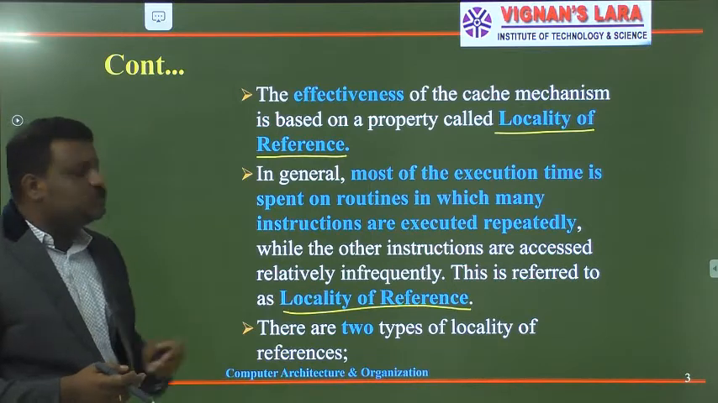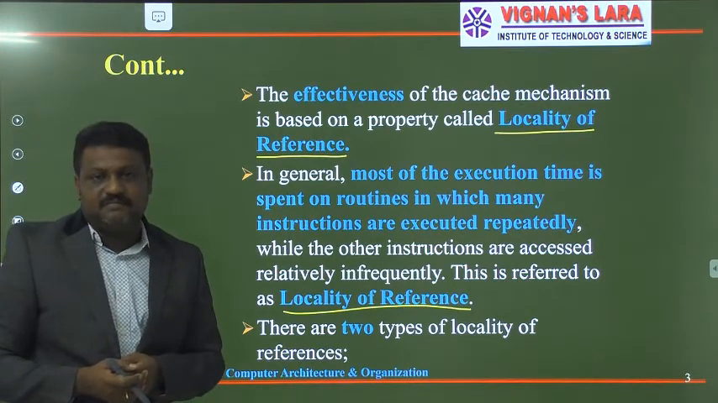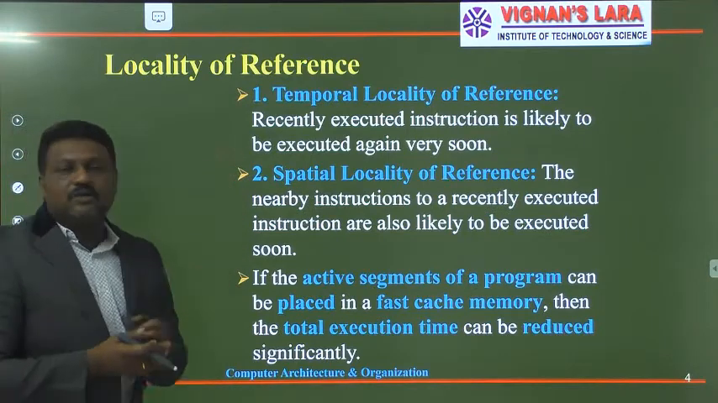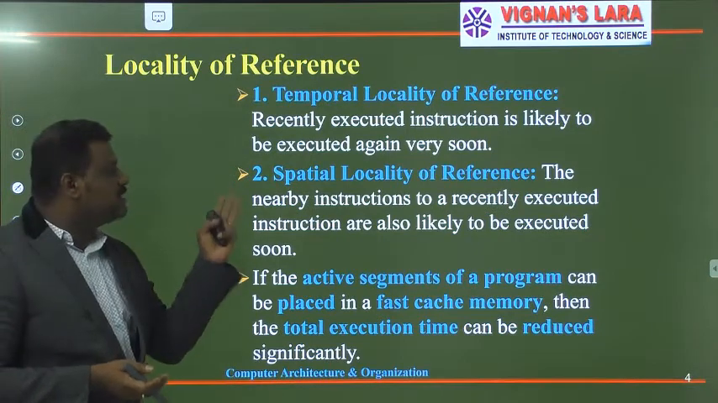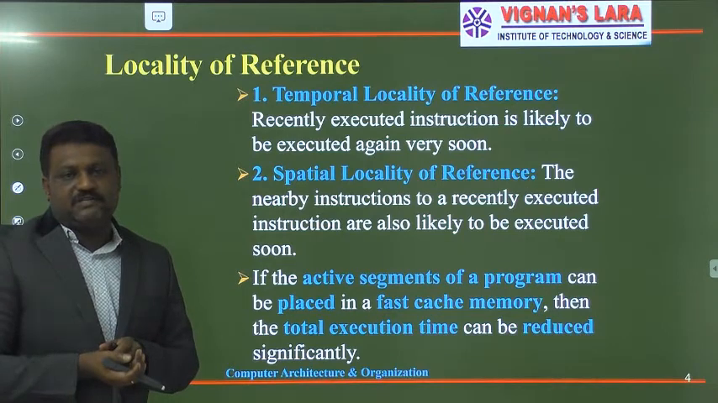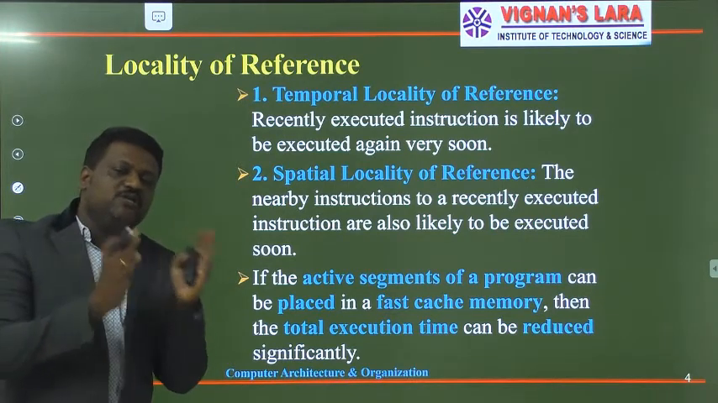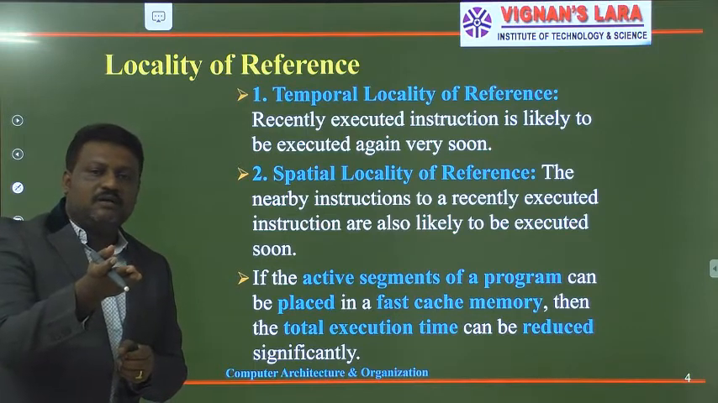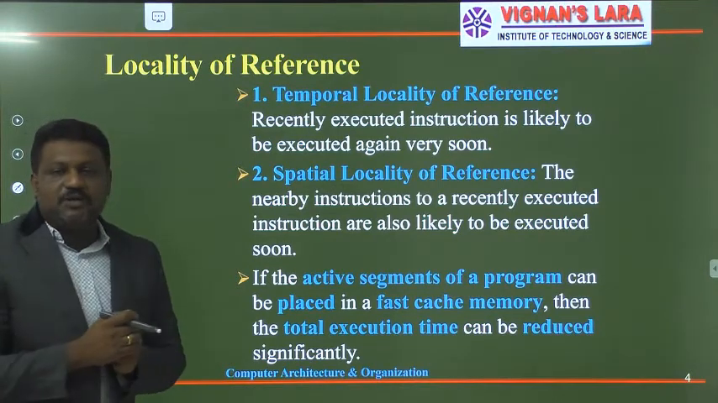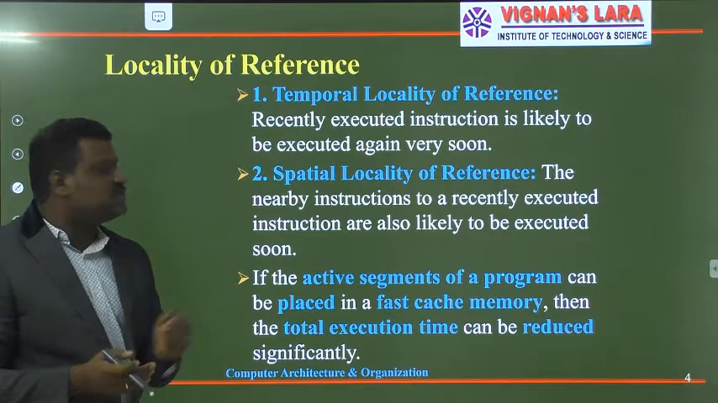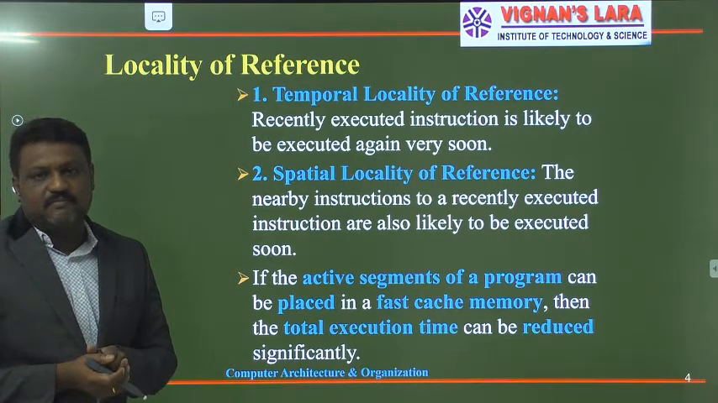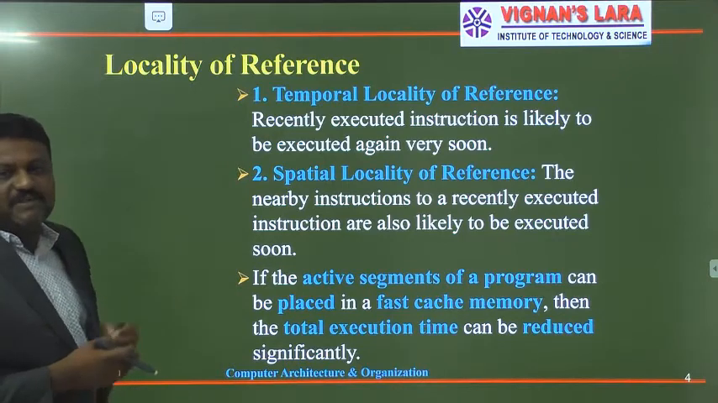Basically, there are two types of locality of reference used in our cache memories. One is temporal locality of reference, and the second is spatial locality of reference. That means once you are using a cache memory in a system, we can use either a temporal locality based cache or a spatial locality based cache. Let us identify the difference between these.